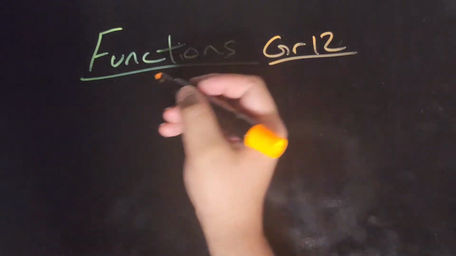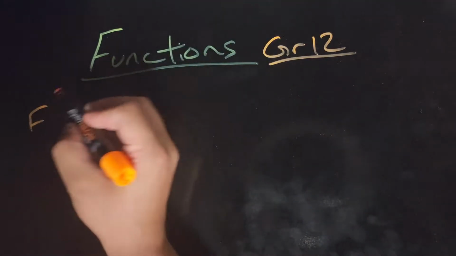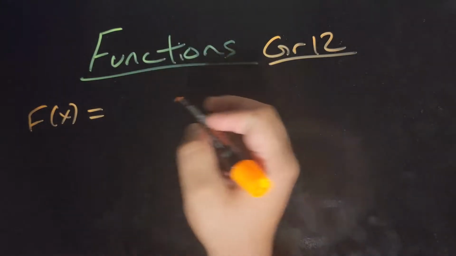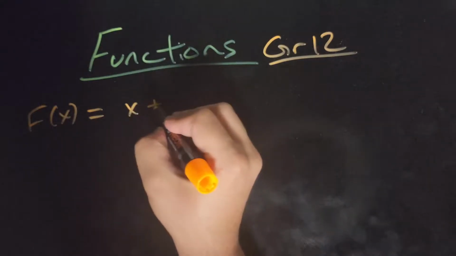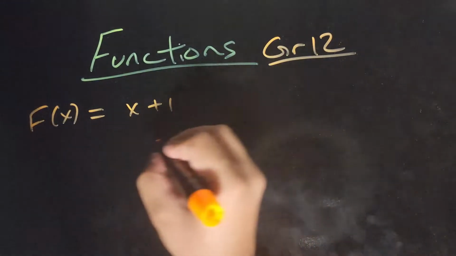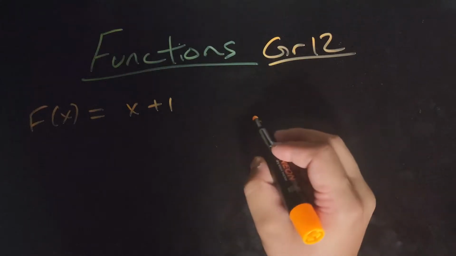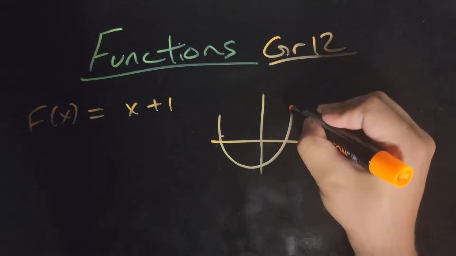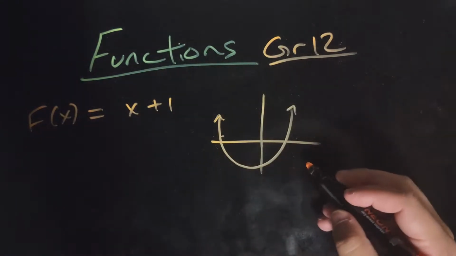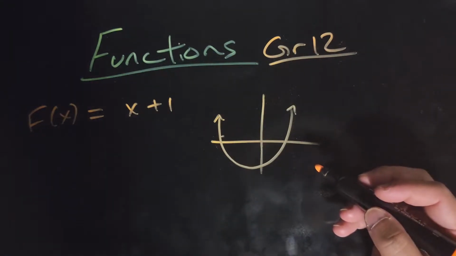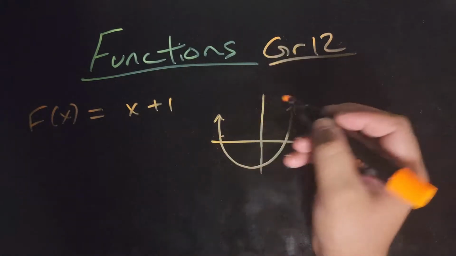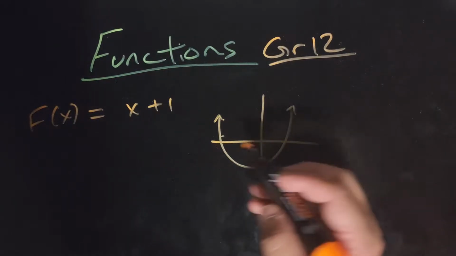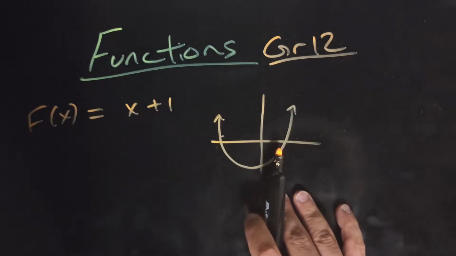So the notation, first of all, f of x is equal to whatever the function is, like x plus 1. You have to also remember when we do have any sort of function, we need to remember that every input only has one output. So for every x value, we should have one output y value.